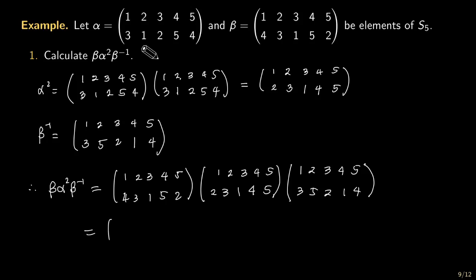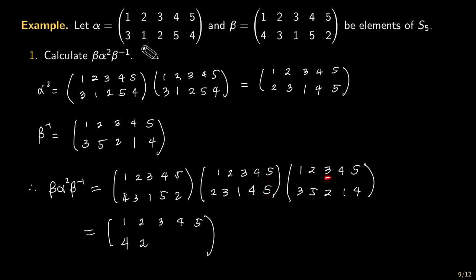Okay, so first prepare 1, 2, 3, 4, 5 here. So we have to know what will be the images of each one of these. So for 1, 1 to 3, 3 to 1, and then 1 to 4. So the final image is 4. For 2, 2 to 5, 5 to 5, 5 to 2. Therefore the final image is 2.